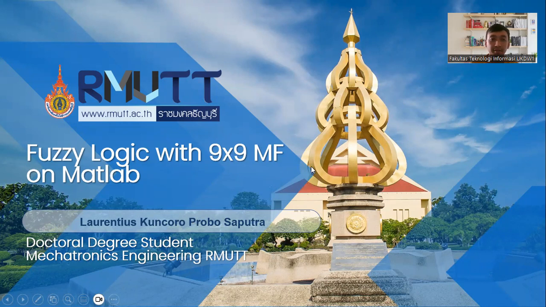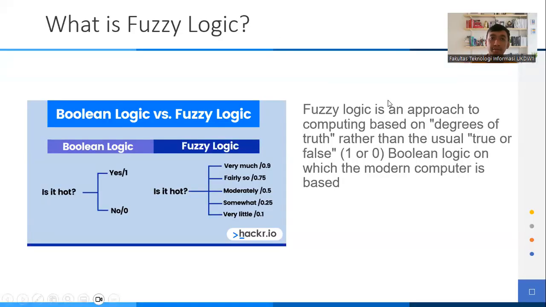And now in this video, I want to share with you about fuzzy logic with 929 membership function, and we will practice making a simulation in MATLAB. So first, what is fuzzy logic? As we know, Boolean logic only has two conditions or two decisions. It's a yes or no.